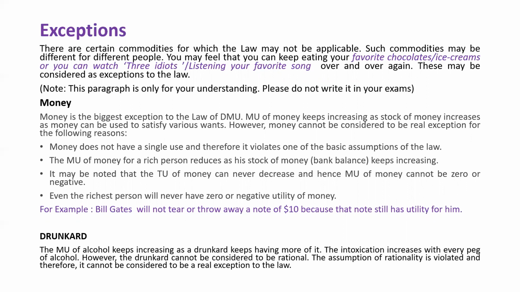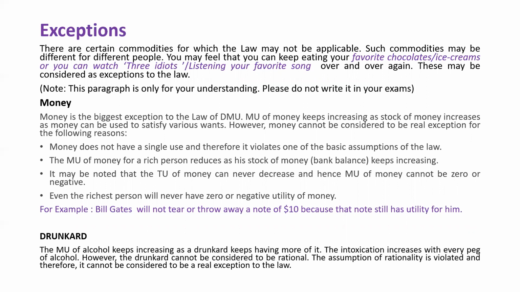The second is the marginal utility of money for a rich person, which reduces as his stock of money keeps increasing. Because in that condition, he values money, but the way he values money is different from the way a poor person values money. Well, because for the poor person, 500 rupees means a lot. But for the rich person, 500 rupees is just like 100 rupees or 50 rupees or 10 rupees. It depends upon your standard.